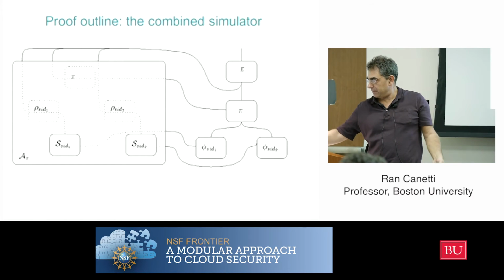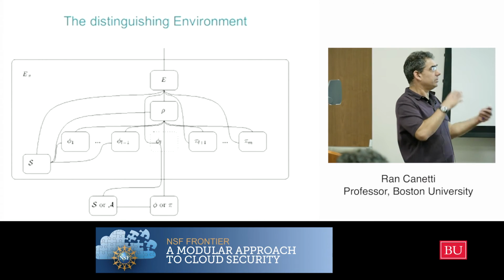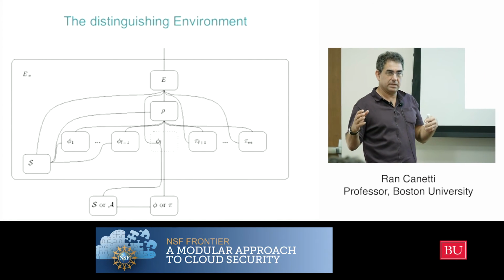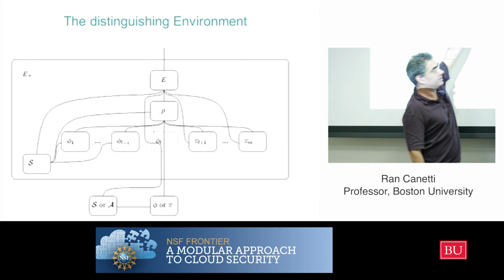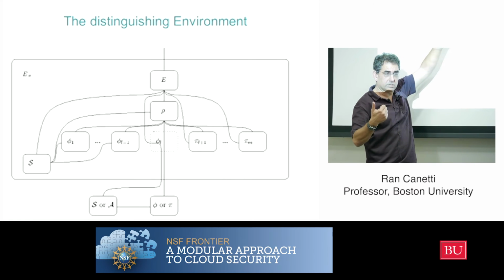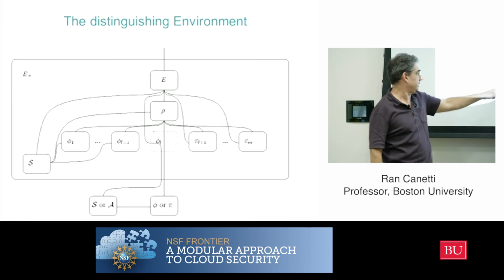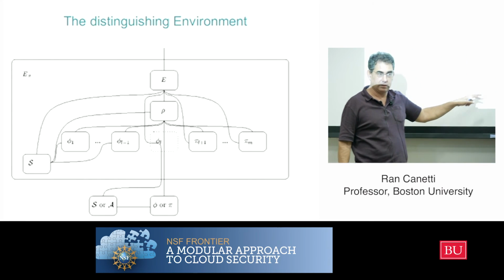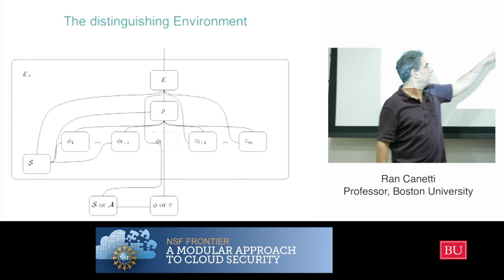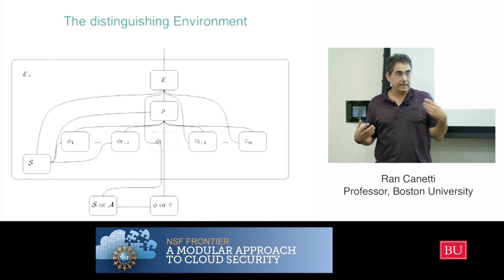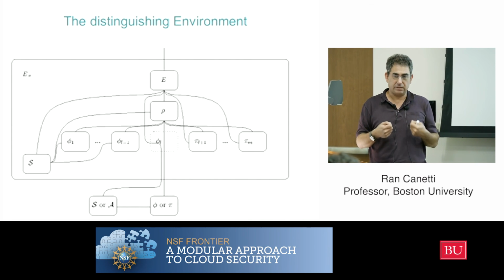Okay, so now I'm running the simulator, and I want to show that everything is fine. How do I show that? I'm saying, look, assume that there's an environment E that distinguishes. Then I'm going to use this environment in order to break the security of the single instance of π or φ. I'm going to run this entire execution, and I'm doing hybrids, taking one of them to the outside. Again, it's just a lot of wires to connect, but the argument is straightforward.